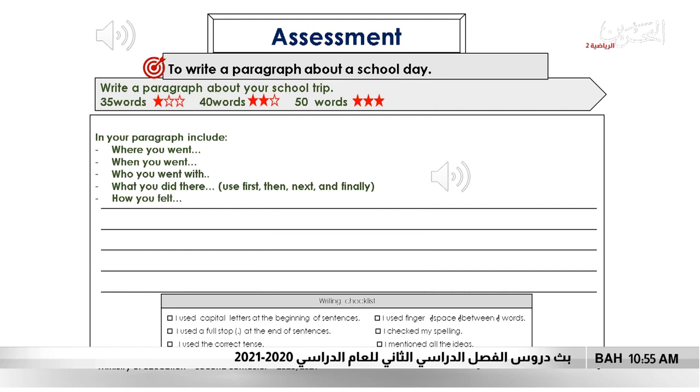Breakfast on time. Now read with me my paragraph and check if I have included all the above mentioned points.